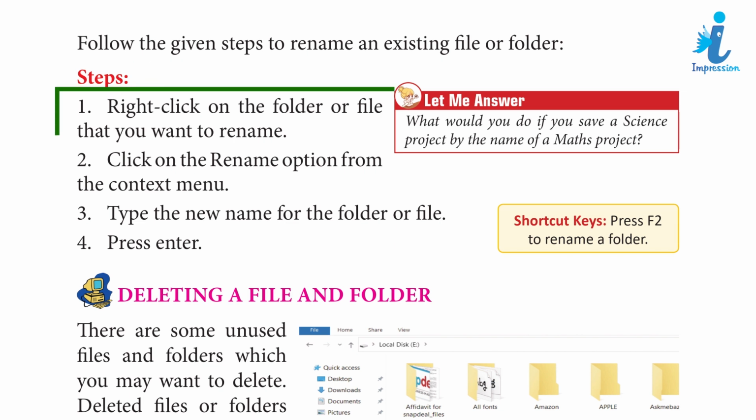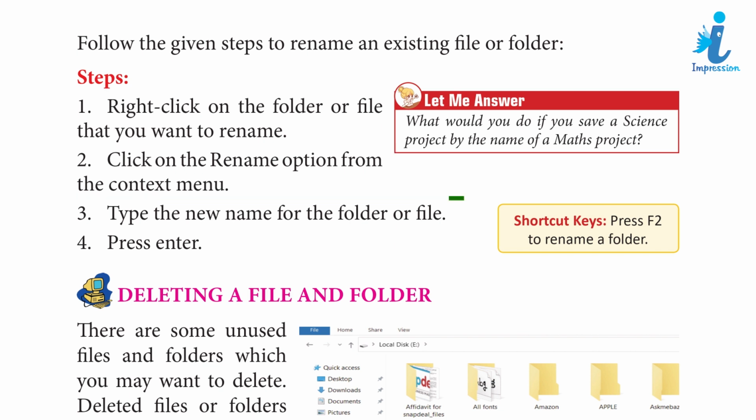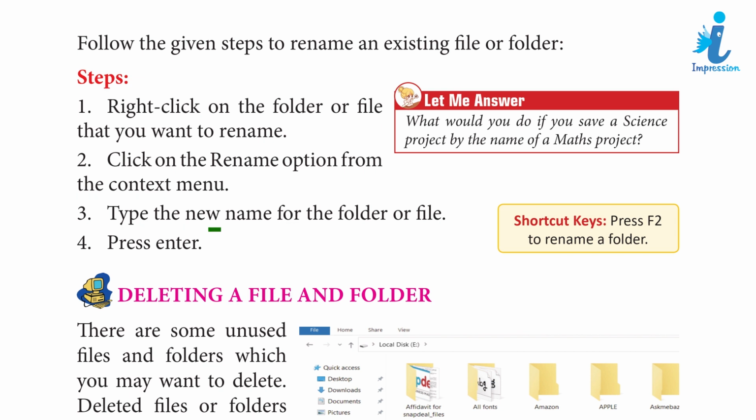Steps. 1. Right-click on the folder or file that you want to rename. 2. Click on the Rename option from the context menu. 3. Type the new name for the folder or file. 4. Press Enter. Let me answer. What would you do if you save a science project by the name of Maths project? Shortcut key. Press F2 to rename a folder.